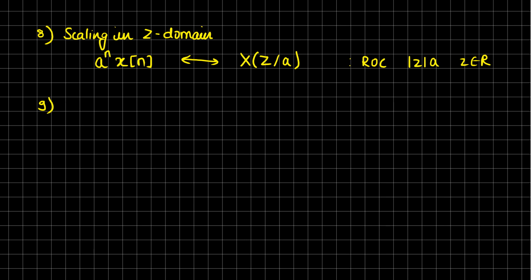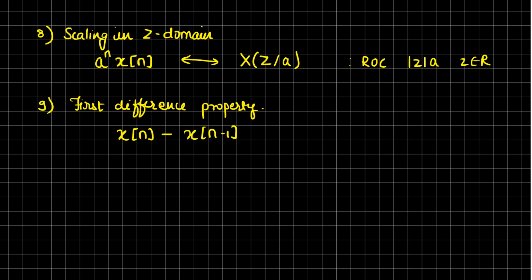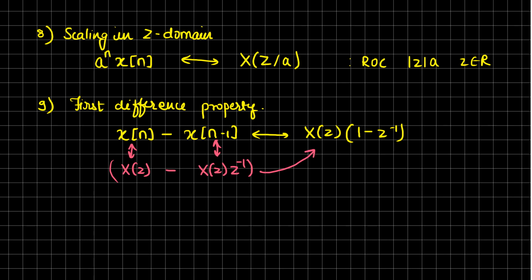The next property is the first difference property. Which states that the Z transform of x of n minus x of n minus 1 is given by x of z, that is Z transform of x of n, scaled by 1 minus Z inverse. Now this is nothing but a combination of time shift and linearity property. We know that the Z transform of x of n is x of z, and the shifted version has a Z transform of x of z into z to the power of minus of shift, that is minus 1. And if we apply linearity property to this and take this x of z common, we get this back, that is x of z into 1 minus z inverse.